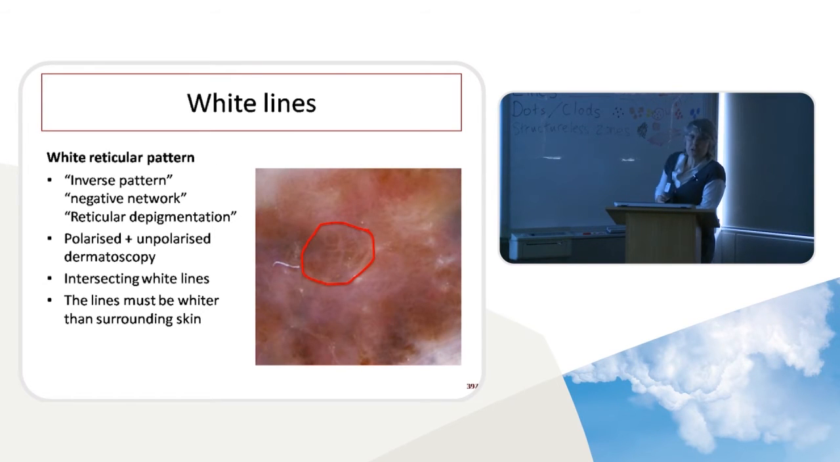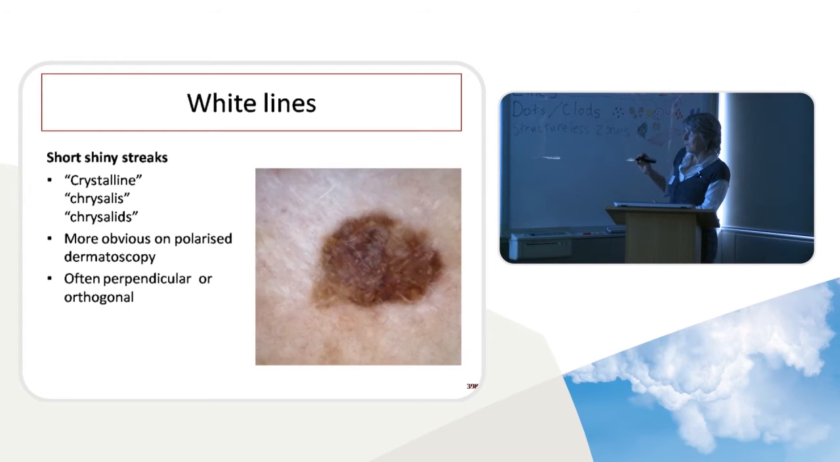White lines. There are two types of white lines. There's the inverse pattern of white lines, where it looks like a reticular pattern, but it's reticular white instead of reticular brown. And then there is another one. This pattern, the whiteness, depends on whether you're using polarized or unpolarized. If you have a melanoma and you look first with polarized and then unpolarized, you'll see a change. You do not see that change with benign nevi. So hopefully I've got pictures of that.